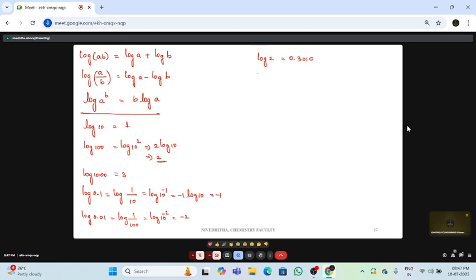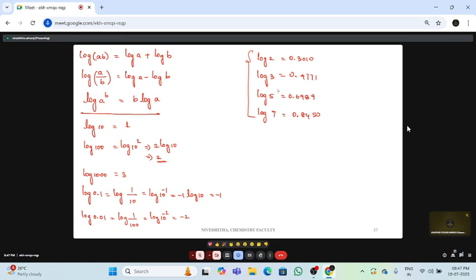Log 2 is 0.3010. Log 3 is 0.4771. Similarly, log 5 is 0.6989 and log 7 is 0.8450. We just need to memorize only these four values. That's it. If we know these four values, you can calculate or simplify any log value.